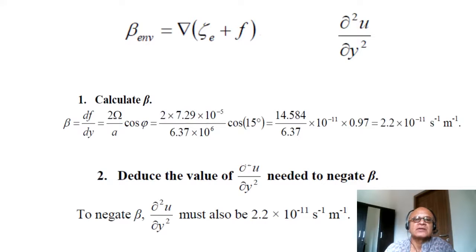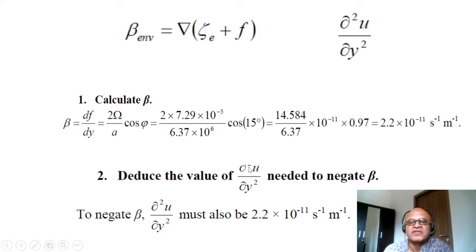So to see what gradient of relative vorticity we will need to cancel the beta effect of the environment, we can do a simple calculation. I'm just copying the text again from the book. So we need to calculate beta, which is df/dy, which is 2 omega over a cosine phi. So you put in a typical tropical cyclone latitude here. The rest of them are fairly straightforward. So you end up with beta of 2.2 times 10 to the minus 11 per second per meter. That's the unit. In general, beta is small in the tropics, but as you get away from the tropics, beta begins to increase. So we have to be aware of that.